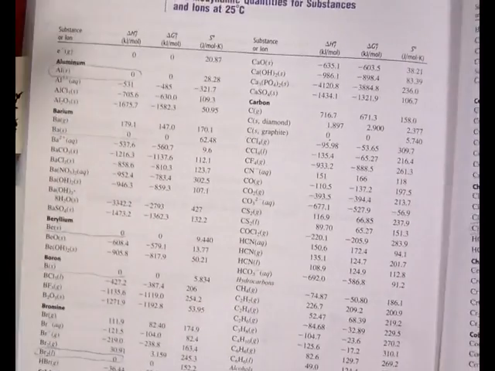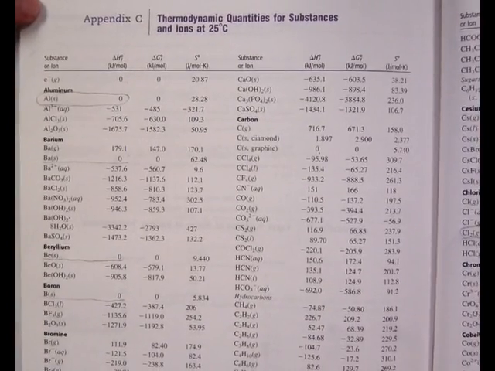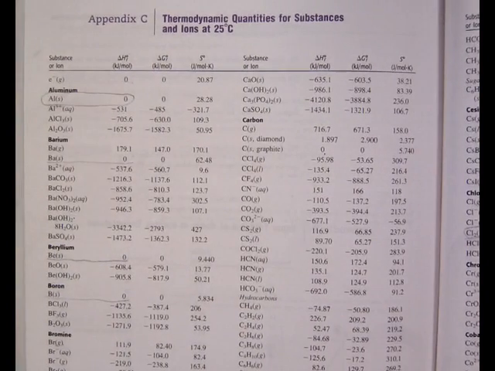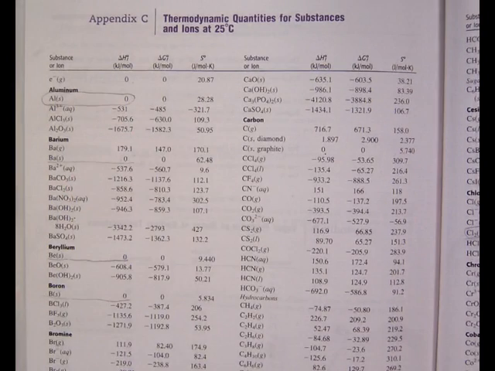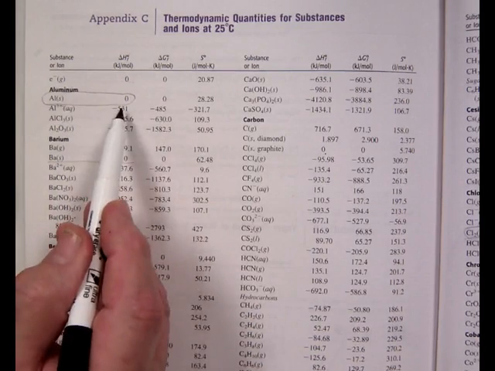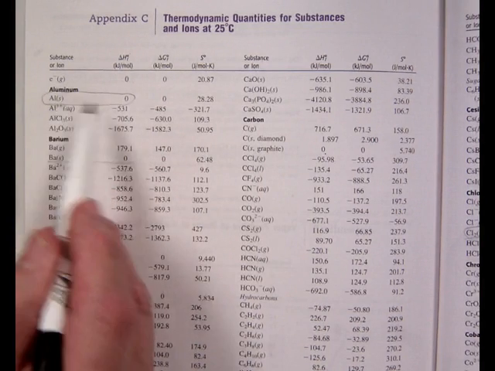When we look in this table at the end of Ebbing's, this is Appendix C, thermodynamic quantities for substances at 25 degrees. Well, all of the reference tables will be listing at 25 degrees because that's the standard thermodynamic condition. So all tables are built around that. If a departure from that, then it's non-standard and usually some other calculation that are topical issue. But anyway, if we're talking about aluminum here, for example, its standard state is aluminum solid, and it's zero.